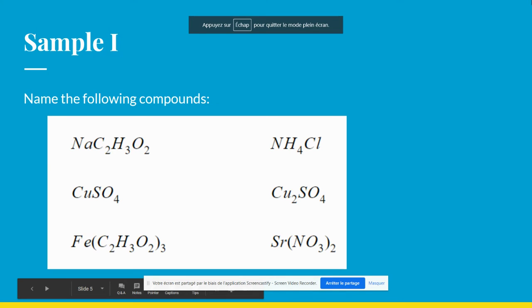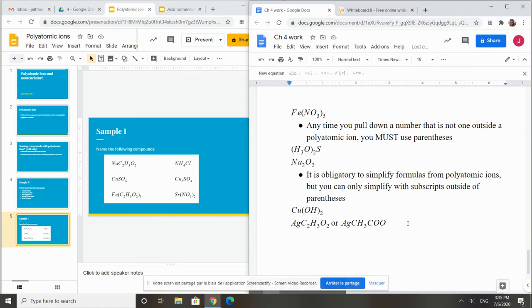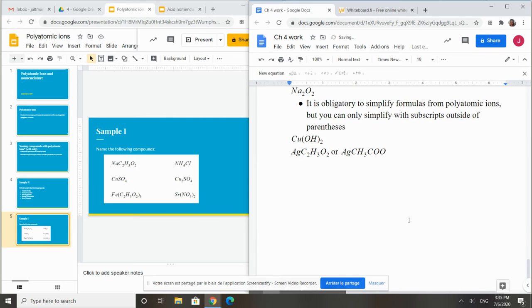All right, now let's look at the opposite of it, which can be a little bit trickier. So for the first one, the NaC2H3O2, first thing I see is that this is type 1. I know that because the first thing is sodium, so I don't need any Roman numerals, so it's just sodium. I find C2H3O2 on the polyatomic ion sheet. It's acetate, sodium acetate. For the second one, and I'll actually put the formulas up top such that you know which one goes with which.